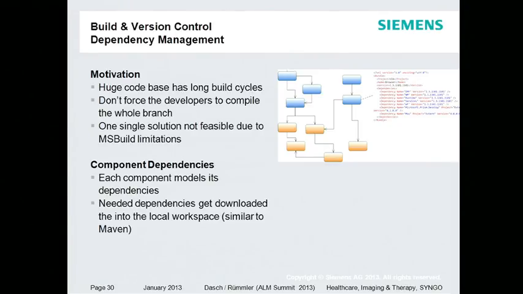Because if you have a huge system, you automatically have long build cycles, and you don't want to force your developers to simply compile the whole branch, which just takes a day, and then you have the things compiled. You need to look for a different solution. A second thing which brought us to an idea of how to handle dependency management was that our system is so huge that we cannot compile it with MS Build with one single solution, because MS Build explodes with out of memory. To compile that huge code base.